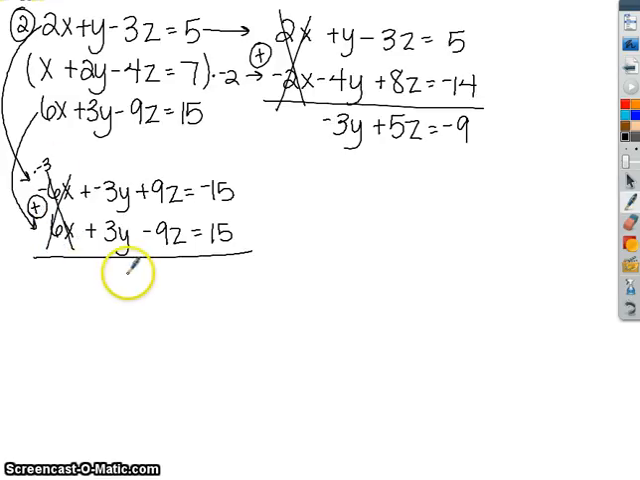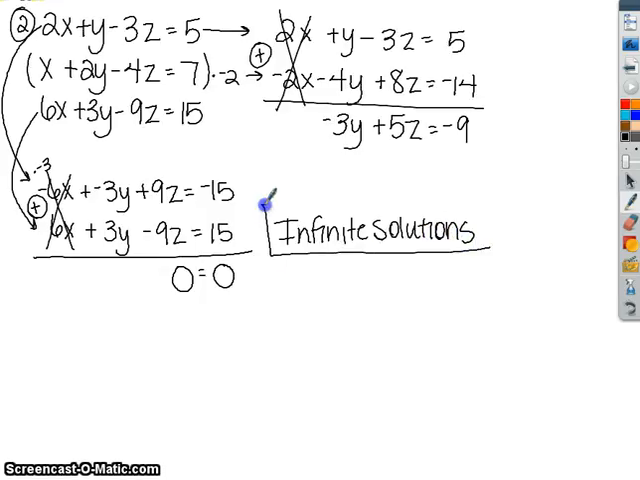Wait a minute, looks like y's are going to cancel. Looks like z's are going to cancel, so we get 0. Oh, those cancel too. We can't really move forward, can we? So when you get a solution that is a true statement, here is an example of infinite solutions. Okay. So a no solution problem would present itself much the same way, only remember that this would not be a true statement. It would be a false statement. It might say something like, I don't know, 5 equals 7 or something like that.